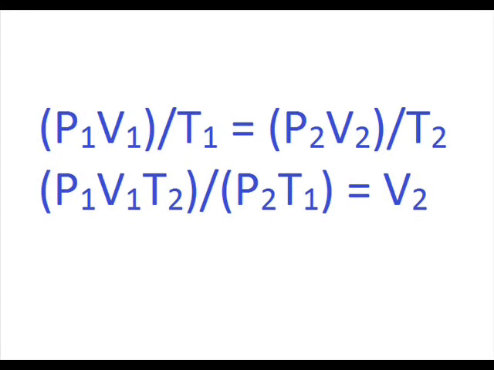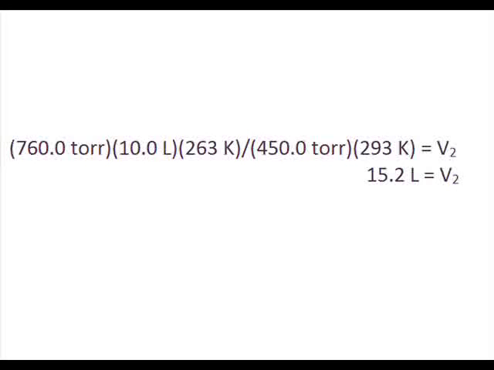Using the combined gas equation, solve for the new volume, or V2. Now substitute the known quantities into the equation. You could substitute the knowns into the combined gas equation first, and then solve for the volume, whichever way is easier for you. Note that the units cancel, leaving the desired volume unit of liters.